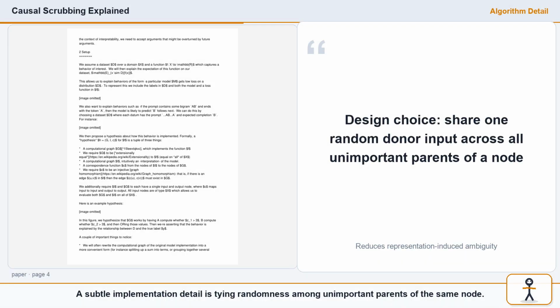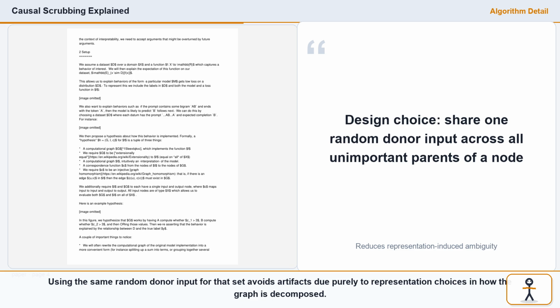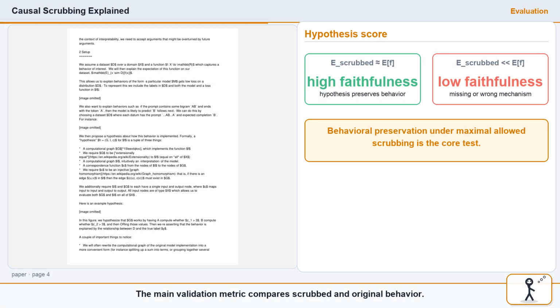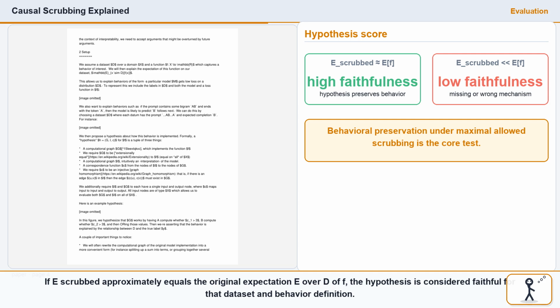A subtle implementation detail is tying randomness among unimportant parents of the same node. Using the same random donor input for that set avoids artifacts due purely to representation choices in how the graph is decomposed. The main validation metric compares scrubbed and original behavior. If E scrubbed approximately equals the original expectation E over D of f, the hypothesis is considered faithful for that dataset and behavior definition.